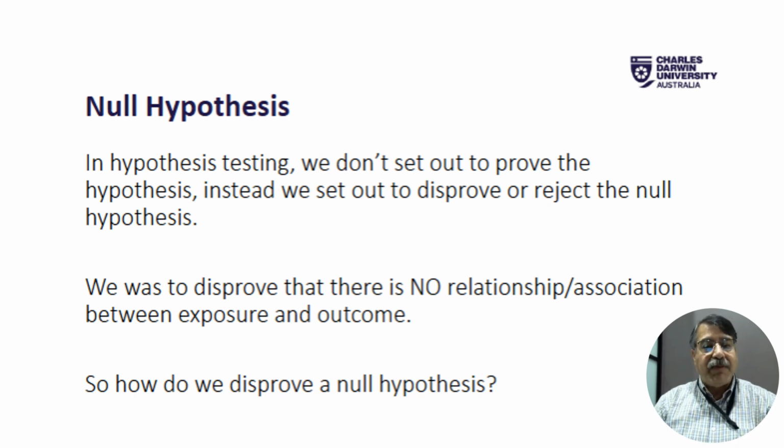So how do we disprove a null hypothesis? The null hypothesis in our example of blood pressure, where we assume there is no difference between the two types of treatments on average BP, is predicated on statistical significance. That statistical significance is determined from the p-value, probability value, using an appropriate statistical test.